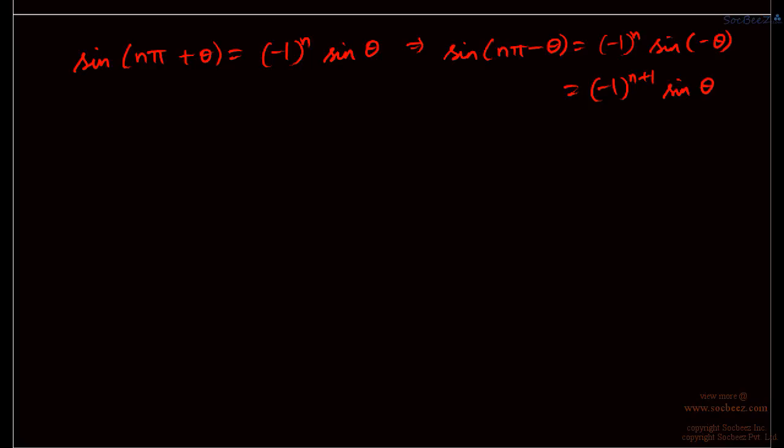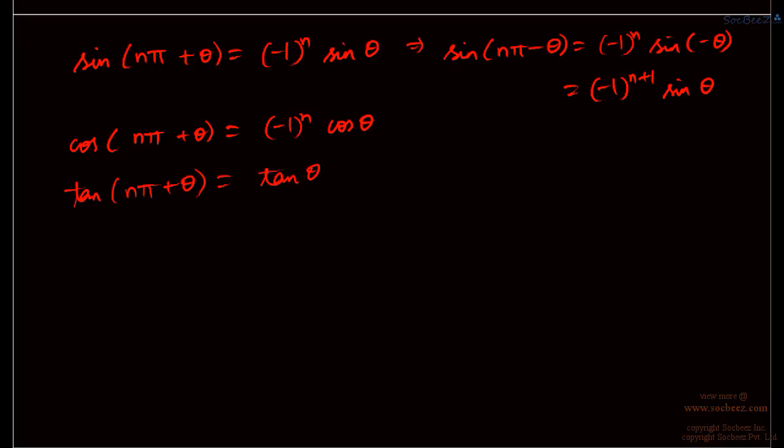Similarly we can write cos of n pi plus theta, and that is equal to minus 1 power n cos theta. Now tan of n pi plus theta actually comes from here. Just take the ratio of sin of n pi plus theta and cos of n pi plus theta, so you get back tan theta, the formula we wrote in the previous slide.